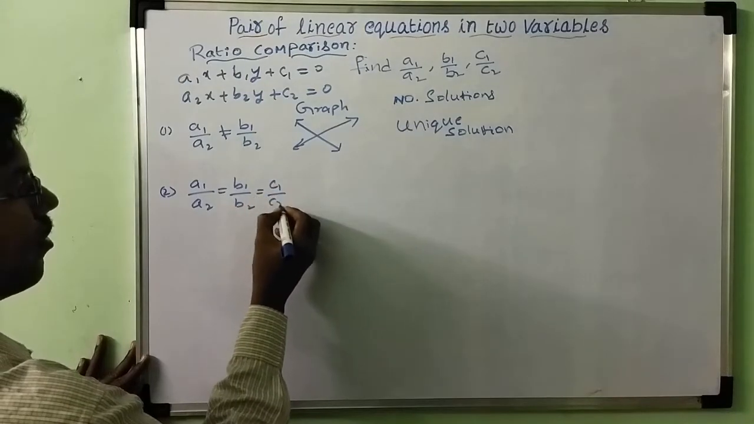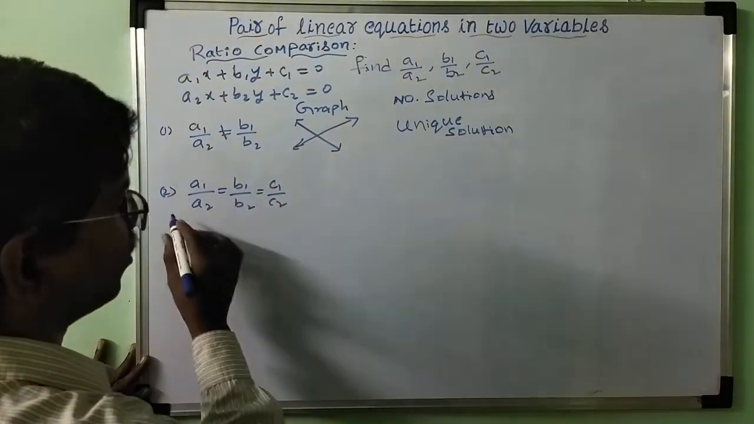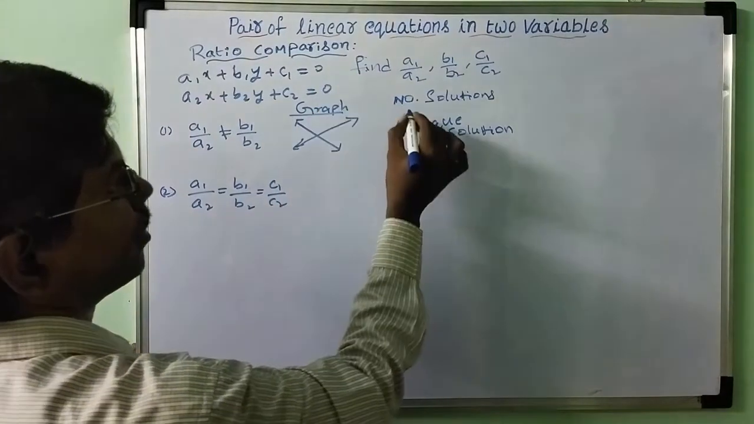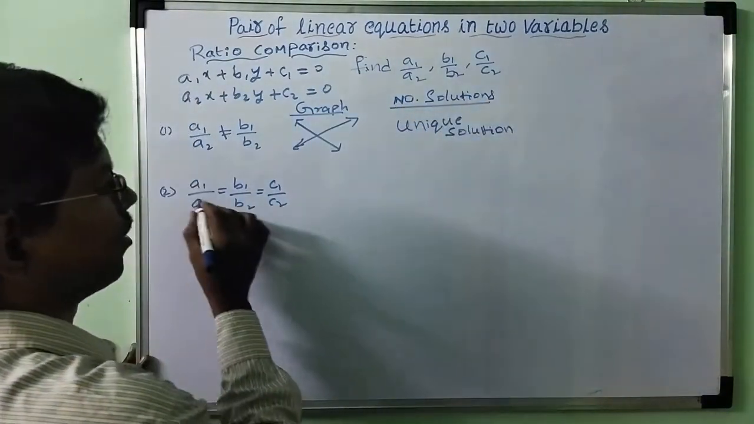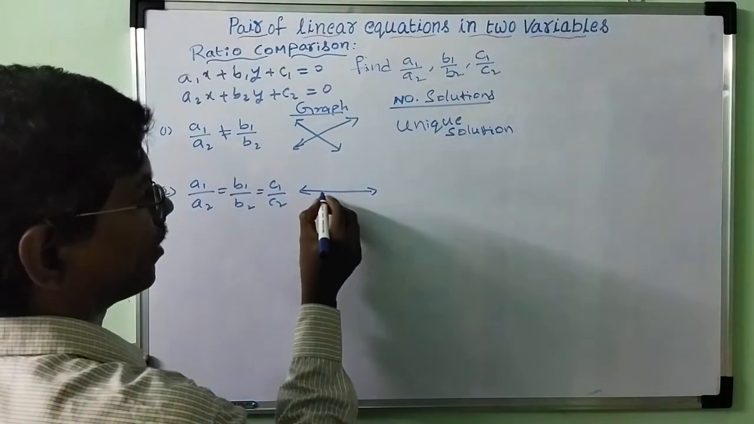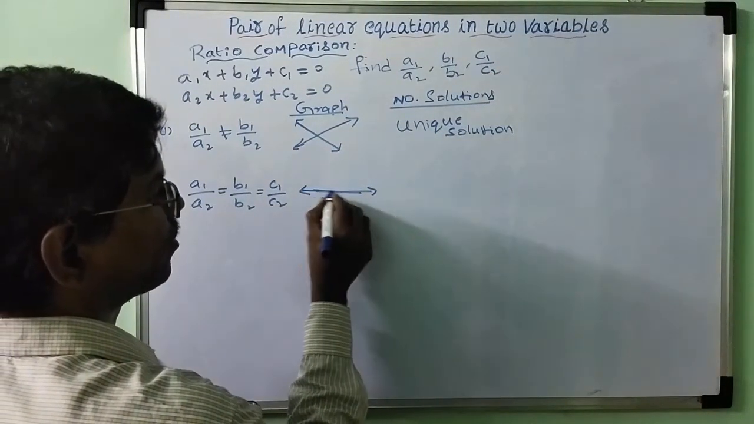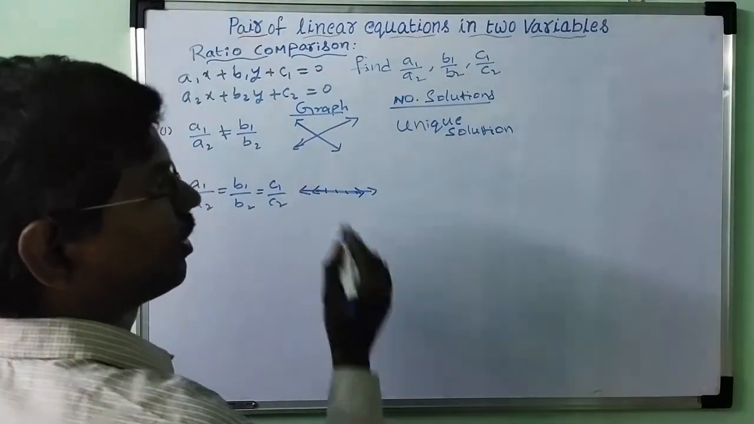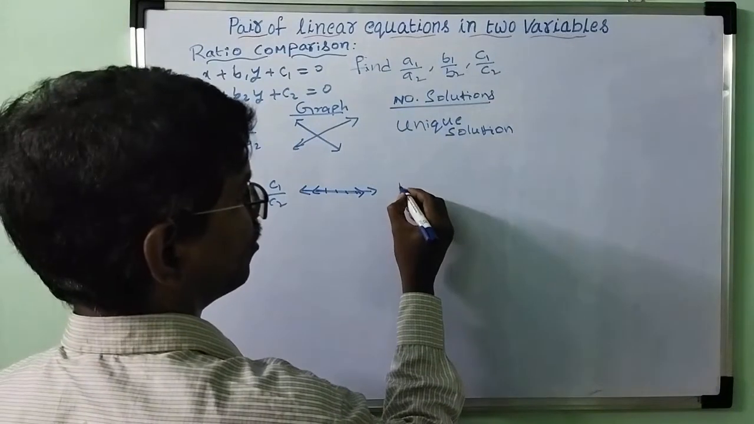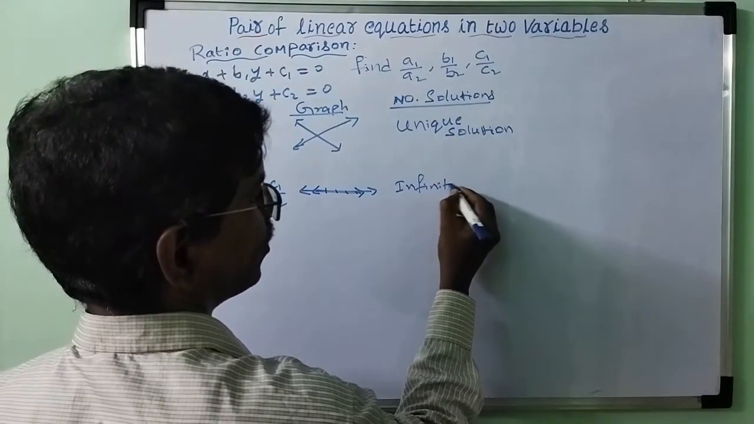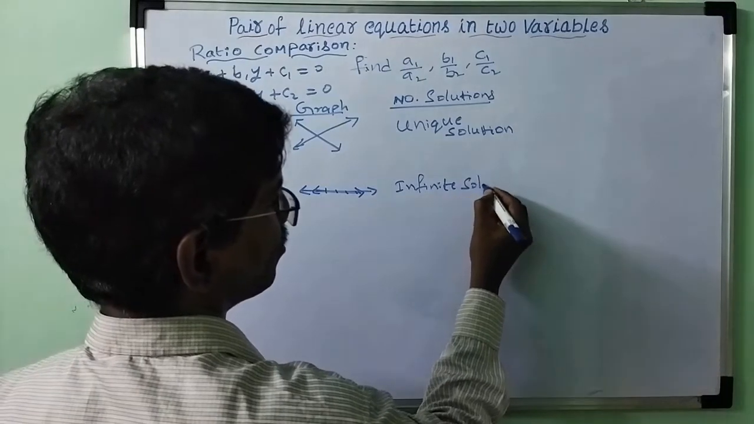And next one, if a1 by a2 is equal to b1 by b2, that is equal to c1 by c2, that means all the ratios are equal. Then how about their graph? Here, if all the ratios are equal, both the graphs of straight lines must coincide with one another. So how many common points here? Infinite common points. Those all we are calling as solutions. So infinite solutions.